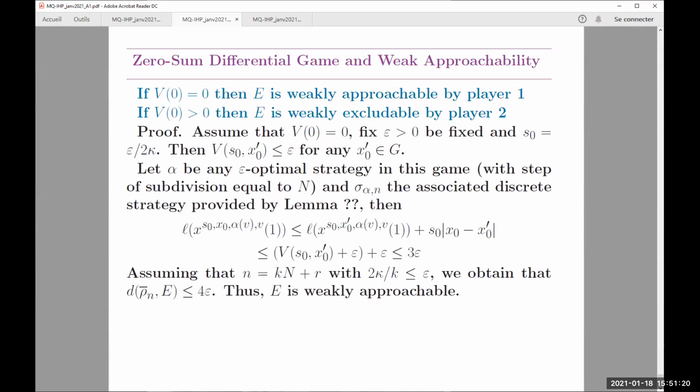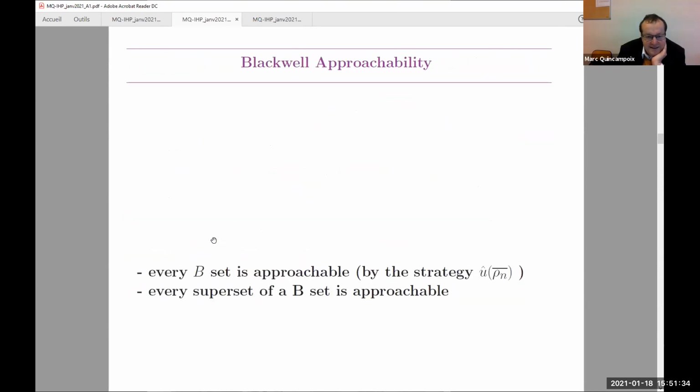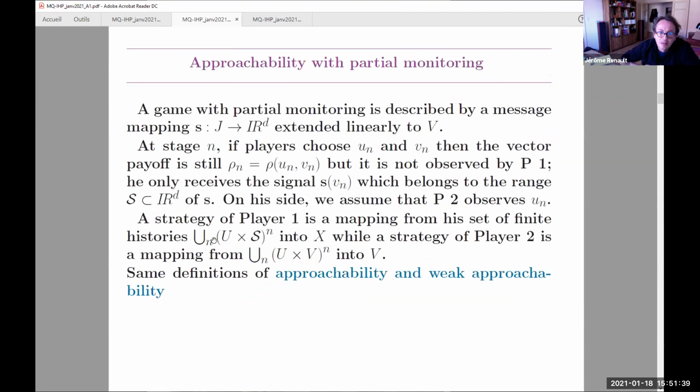Maybe a short question. Hi, Marc. Jérôme. So in the case of signals, you always assume that player 2 observes everything. Yes. So you may consider a model where player 2 also has some signal. Of course. Is it known in this setup which sets can be approachable by player 1, given both signaling functions? Yeah, this is one of my open problems.